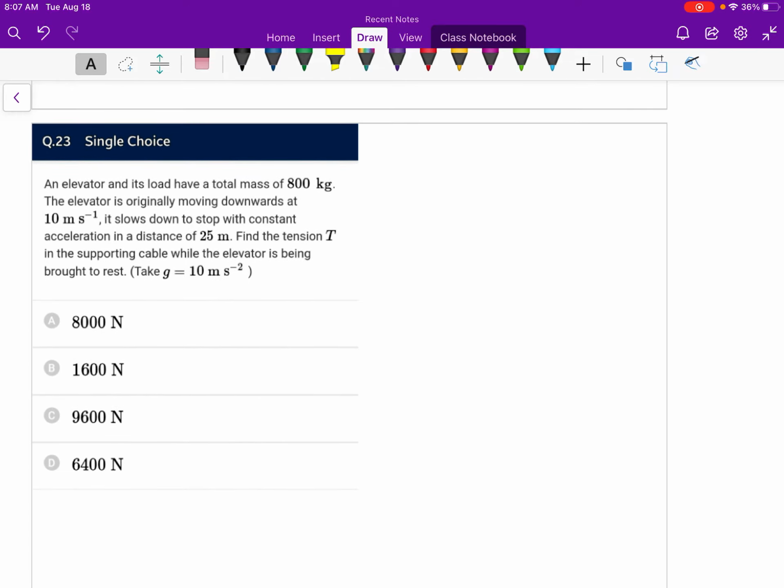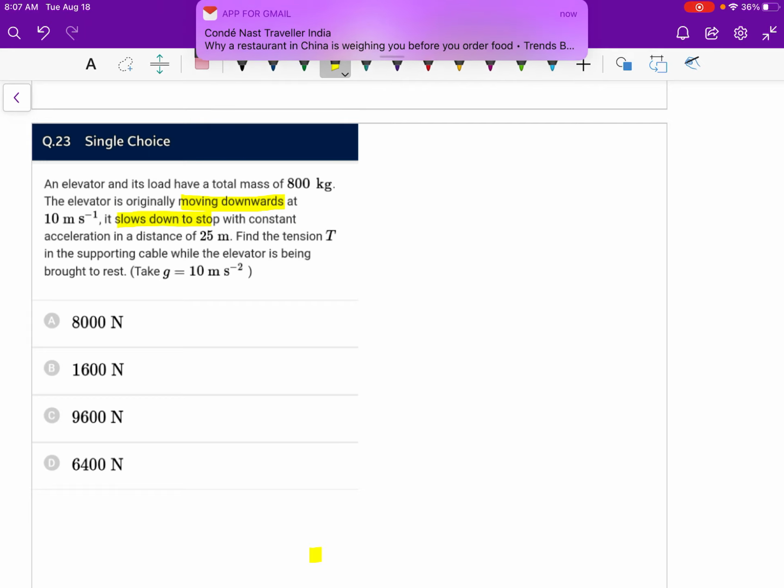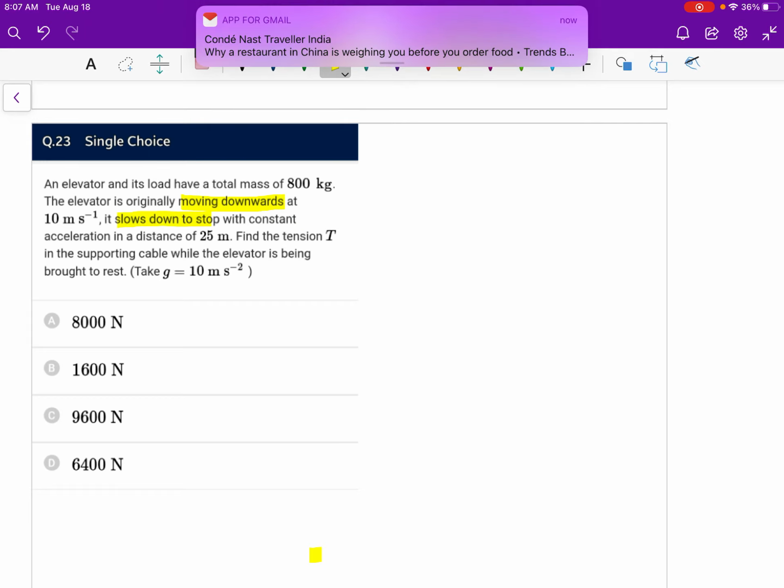An elevator with mass m, the elevator is originally moving downwards, so velocity is downwards, and it slows down, that means acceleration is upwards. Okay, so let's calculate the acceleration.